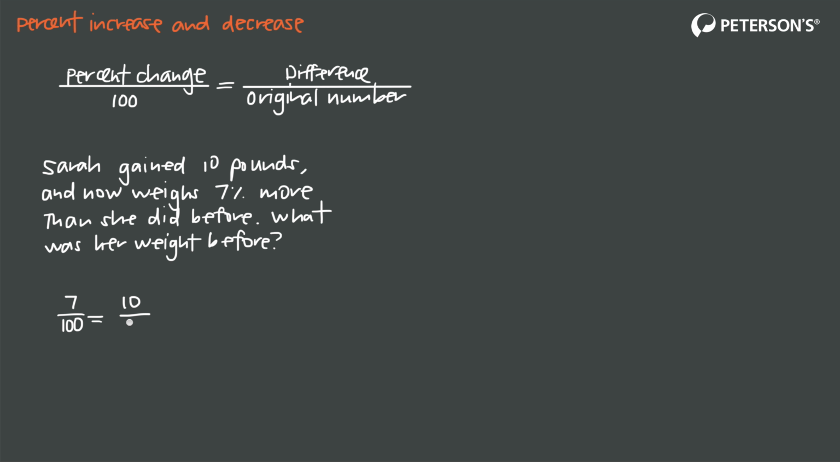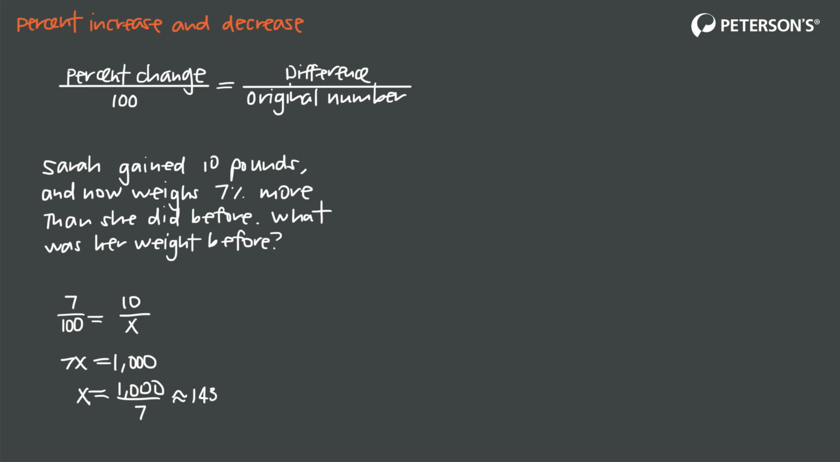So we'll put in a variable for that, let's call it x, and now we can simply solve by cross-multiplying. So we do 7 times x to get 7x. We do 100 times 10 to get 1,000. And then if we divide both sides by 7, we end up with x is equal to 1,000 over 7, which turns out to be about 142.86, so we can maybe say approximately 143. So what this tells us is that her original weight was 143 pounds. She gained 10 pounds to go up to about 153 pounds, which was a 7% increase in her weight.